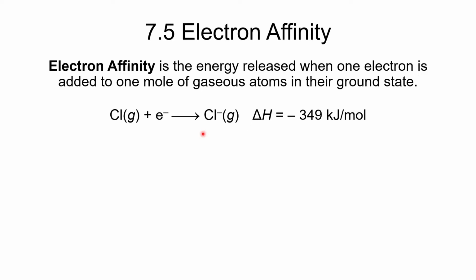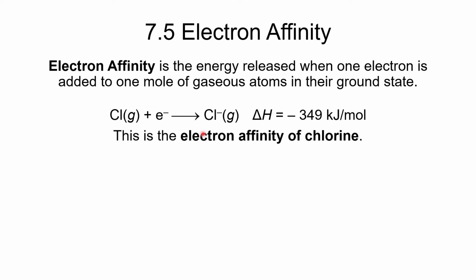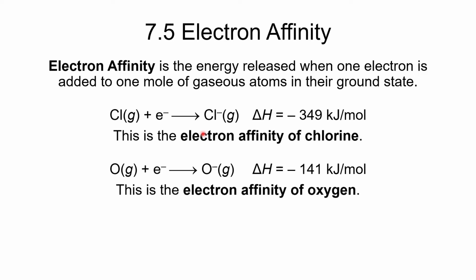It's going to have a delta H of negative 349 kilojoules per mole. That happens to be the largest negative electron affinity value of all the elements. So this is the electron affinity of chlorine. Here's oxygen. Again, it has to be an atom. So an oxygen atom plus an electron gives you O minus in the gas phase. And delta H there is negative 141 kilojoules per mole. And so the electron affinity of oxygen is that negative 141.